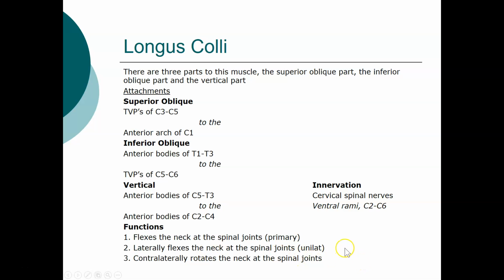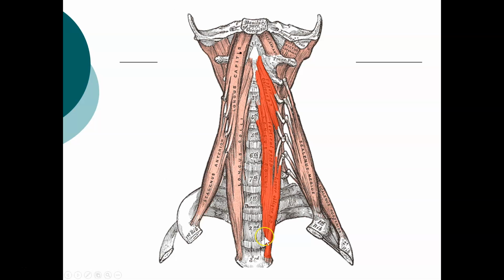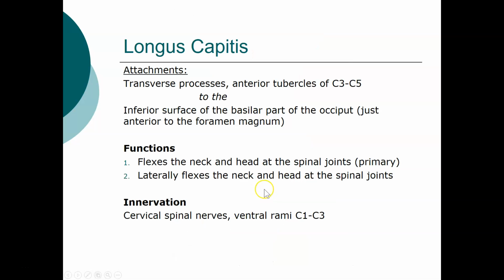It laterally flexes the neck at the spinal joints when working unilaterally, and it contralaterally rotates the neck at the spinal joints. Its innervation is the cervical spinal nerves, those ventral rami I talked about earlier, from the levels of C2, C3, C4, C5, and C6. And that would sort of make sense because of the expanse of this muscle. You would have innervation as it's moving all the way through the cervical spine.